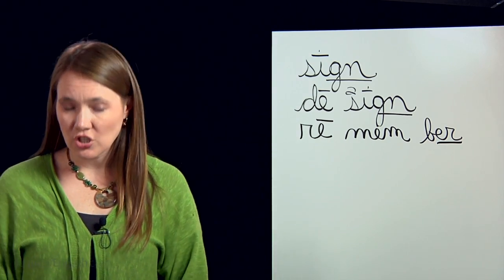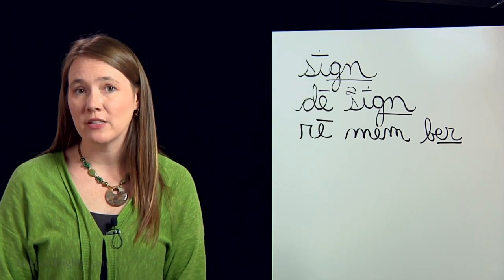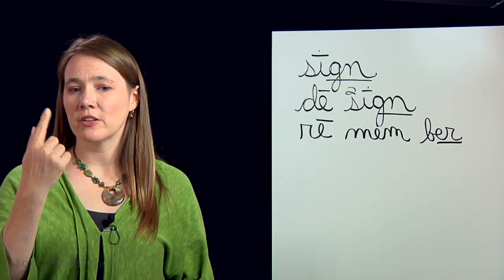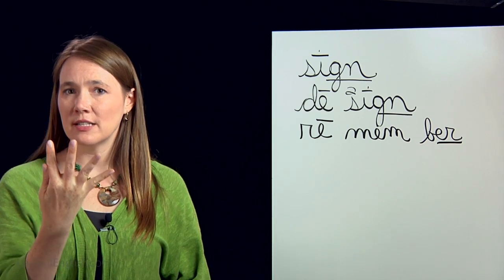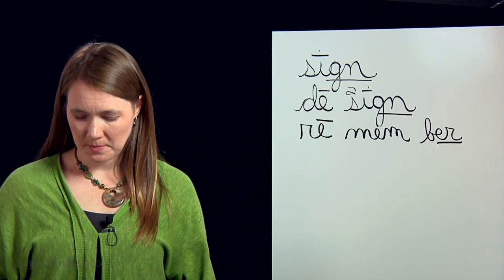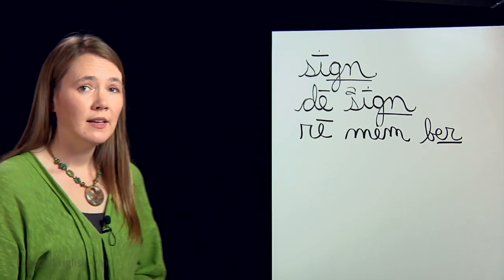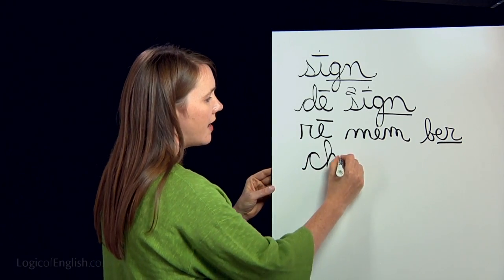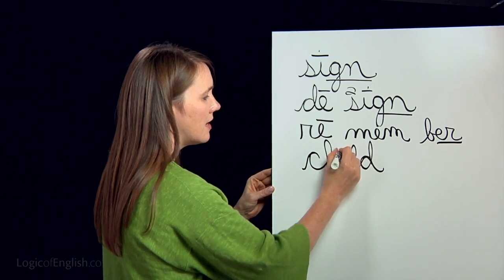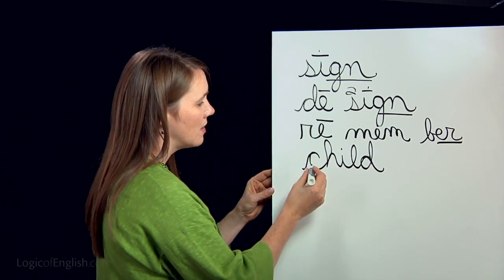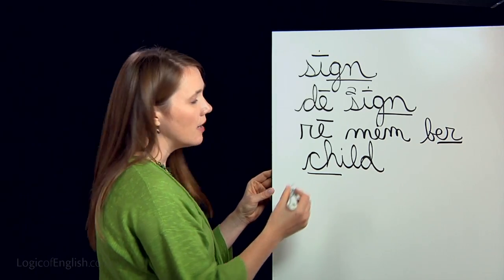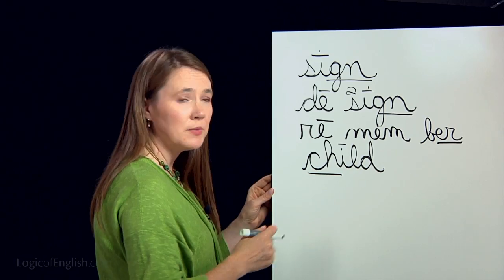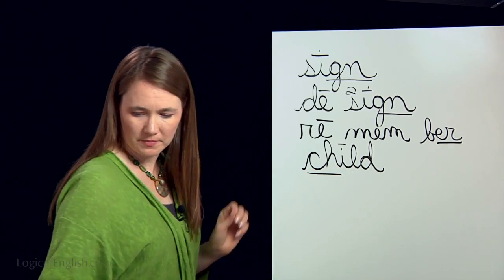The next word is child. This is my child. How many syllables in child? 1. Let's sound it out together. Ch, I, l, d. Go ahead and write it. And help me to write it. Ch, I, l, d. And how will we mark it? We'll underline the ch, and we'll put a line over the I because I said its name. Why? Because it's before 2 consonants.